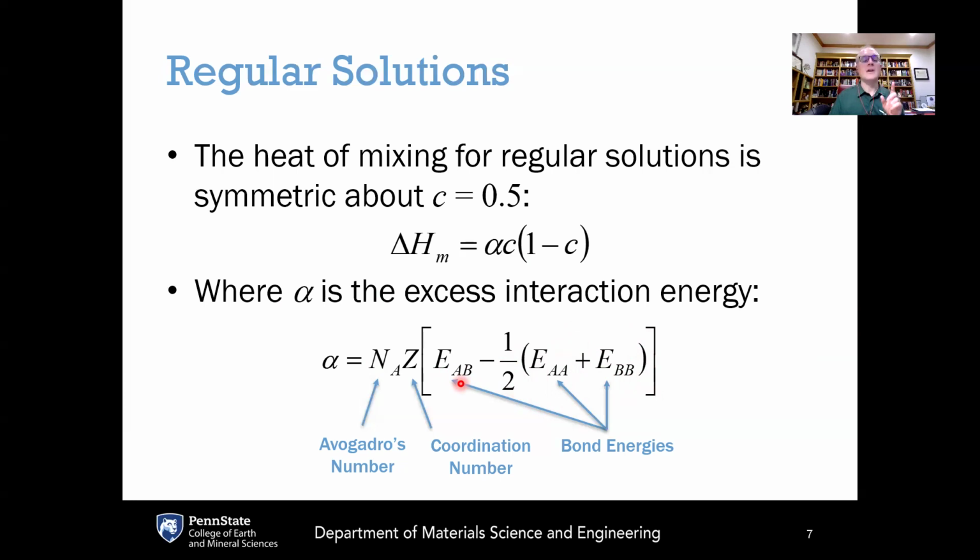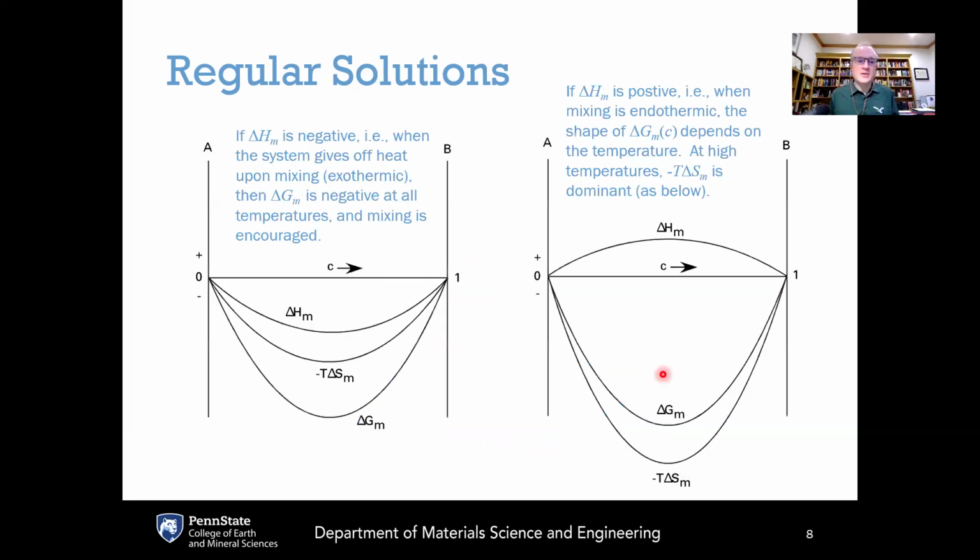So if the bonding between unlike types, AB, is preferred, then that means that this delta H sub m will be negative, and that is going to favor mixing from an enthalpic point of view. On the other hand, if the average of the bond energies between the like types is preferred, then the delta H sub m is going to be positive, and that means from an enthalpy point of view that the system would prefer to stay unmixed. So what are some possibilities here?